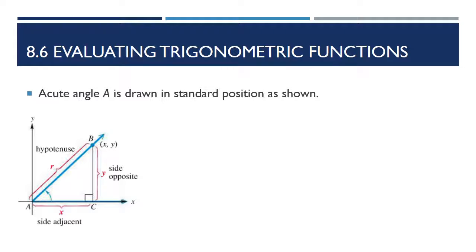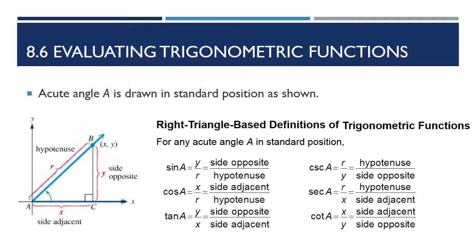Okay, so we have an acute angle, angle A, and we've drawn it in standard position. And going back to our geometry days, we have created a right triangle, and then we have used SOHCAHTOA to determine sine, cosine, tangent, and all of those. So we've got sine is y over r, which is opposite over hypotenuse, cosine is x over r, and so forth.